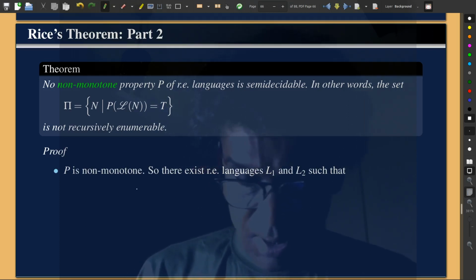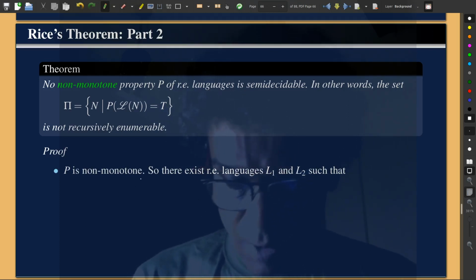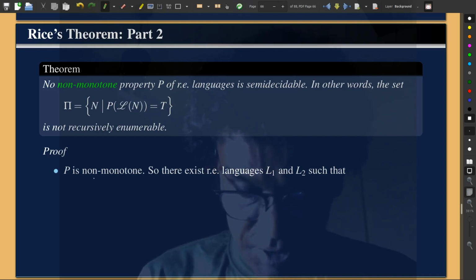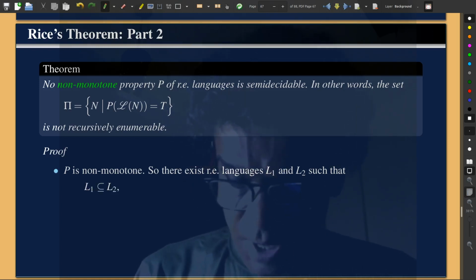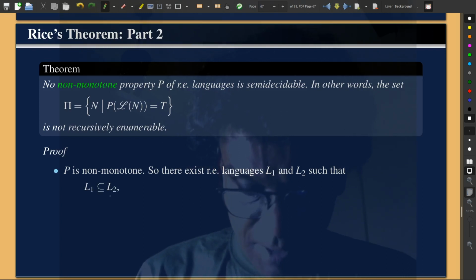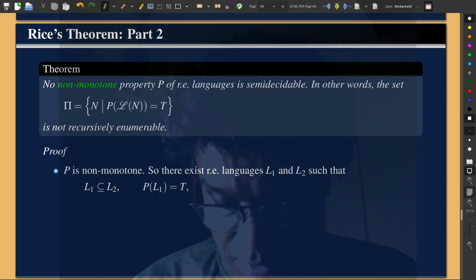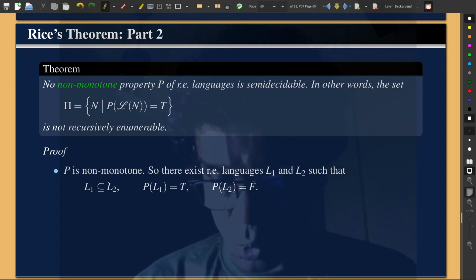So let P be a property which is not monotone. Since this is not monotone, there must exist recursively enumerable languages L1 and L2 such that L2 is a superset of L1. For L1 this property is true, whereas for L2 this property is false. That is what non-monotonicity implies by definition. The property is satisfied by L1 but not by L2.